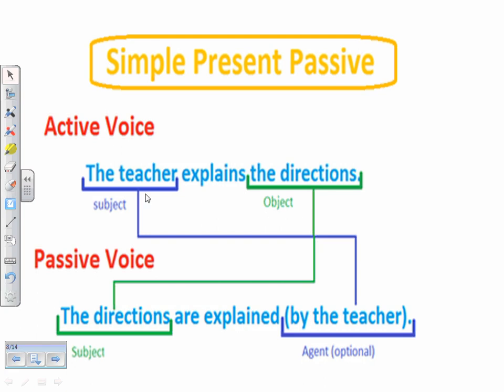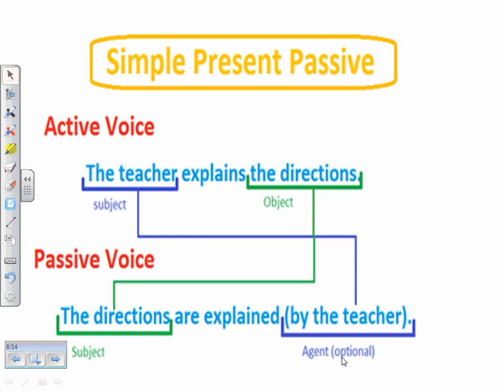Again, the teacher explains the directions. This is active or passive? Of course, this is active. Why? Because I started with the subject, the one who did the verb. Okay, change into passive. I start with the subject? No, I will start with the object. The directions are explained by the teacher.